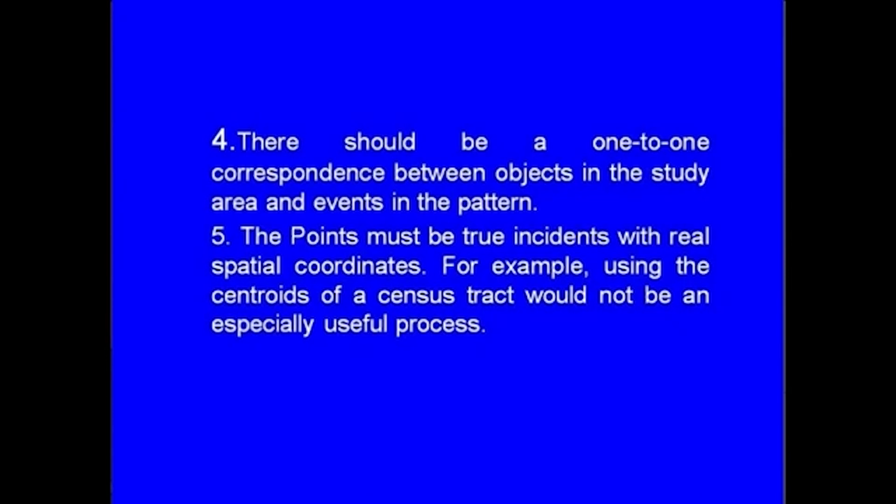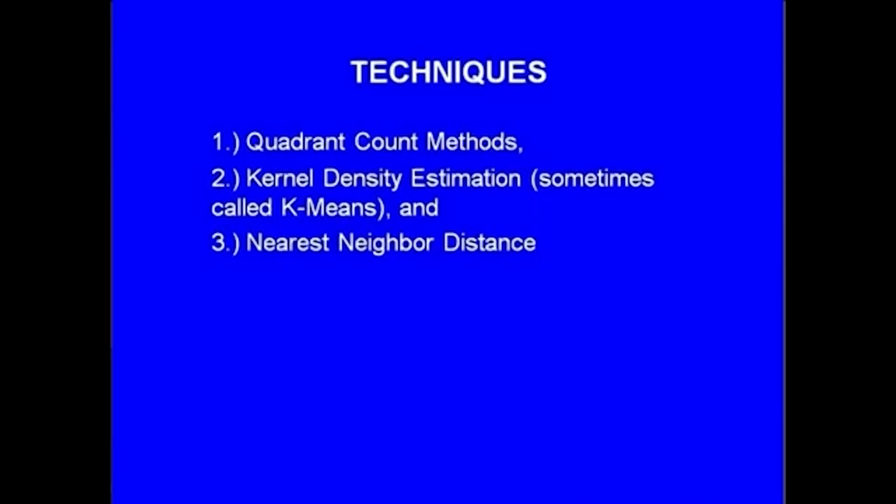Finally, the points must be true incidents with real spatial coordinates. For example, using the centroids of a census tract would not be an especially useful process. So, let us look at the techniques by which point pattern analysis can be carried out. These could be done with the help of quadrant count methods, kernel density estimates, sometimes called k-means, and nearest neighborhood distance. So, let us look at quadrant count methods.